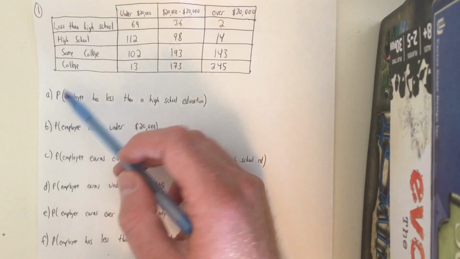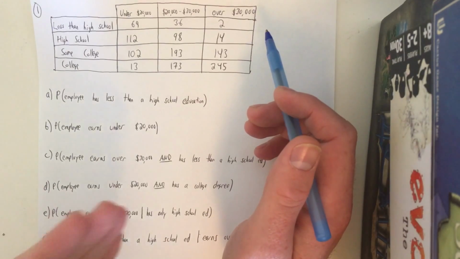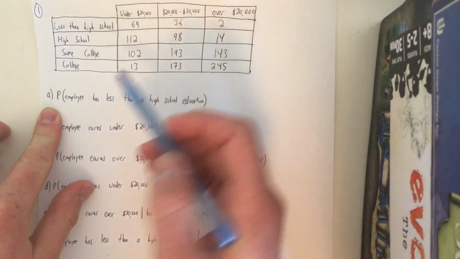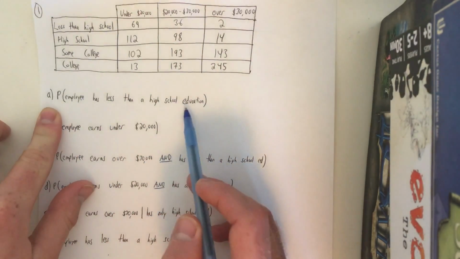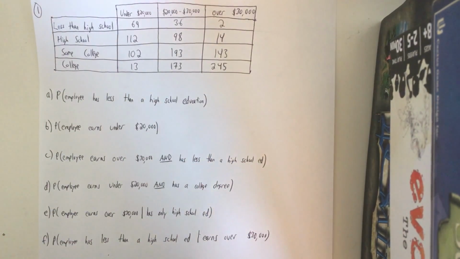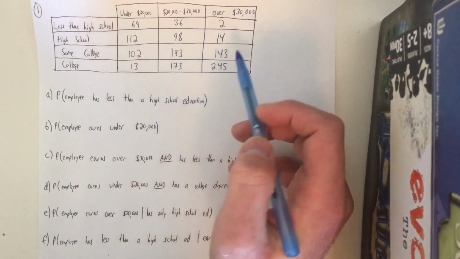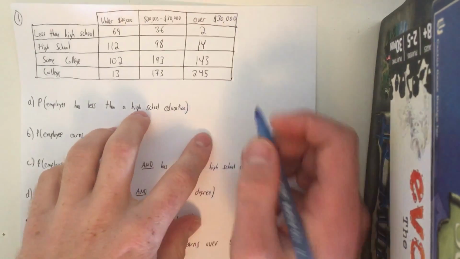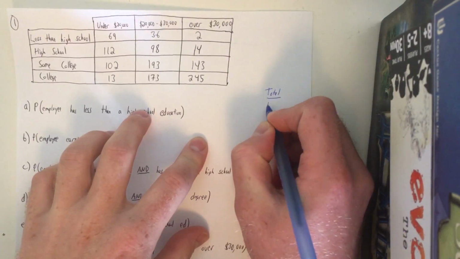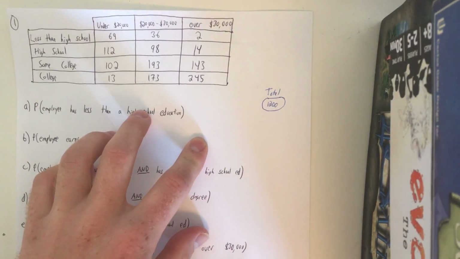And part A is asking us, P parentheses means the probability of. So part A is asking us the probability of an employee having less than a high school education. And in order to do that, I need to first know how many people there are in total. So if I add up all of these different people, then I get a total number, which I've already done, and I will record over here in blue. The total is 1,200 people.